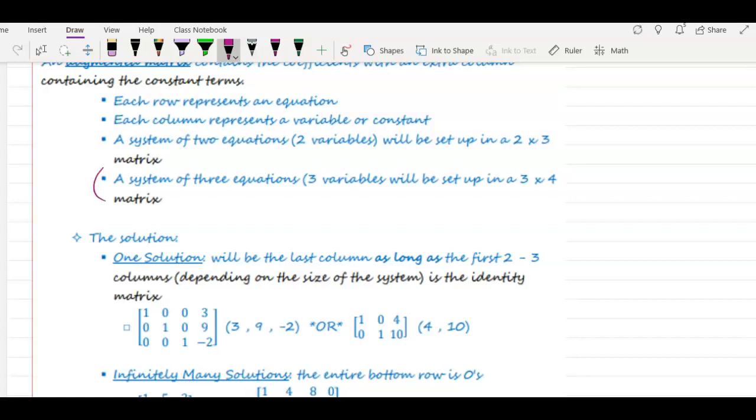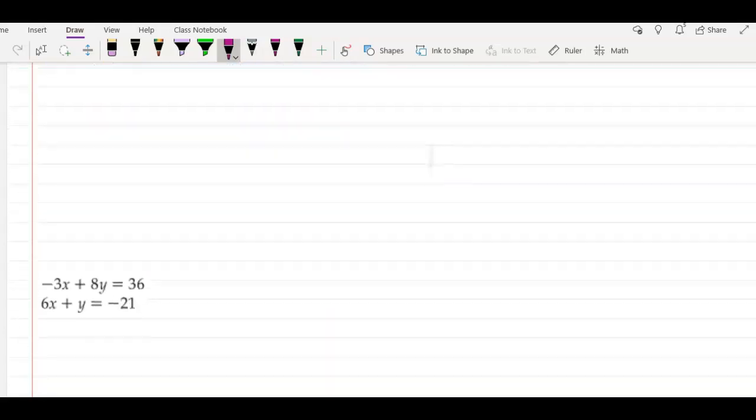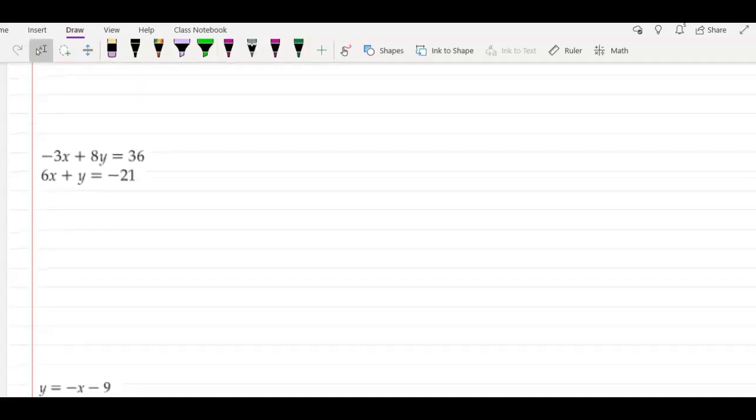So for now, we're not going to worry about a system of 3 equations with 3 variables. We're not going to do that yet. That's going to happen in step 9. Right now, we are only going to use 2 variables. And let's take a look at an example, because sometimes the example helps make the notes make a little bit more sense.